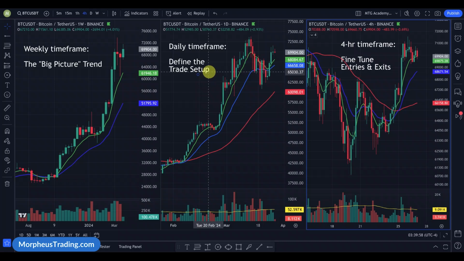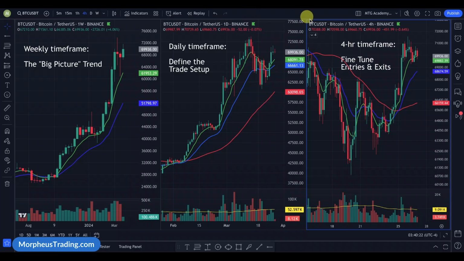But this is really what we use for primarily defining our trade setup. So once we've used the weekly chart to identify the big picture trend, we then zoom into the daily chart to look for actual trade setup details, our specific entry point, our specific exit point. Because remember, the MTG strategy is a rule-based trading system. We don't just wing it when we're going to buy and sell. We have specific rules that we teach our members of the MTG tribe.